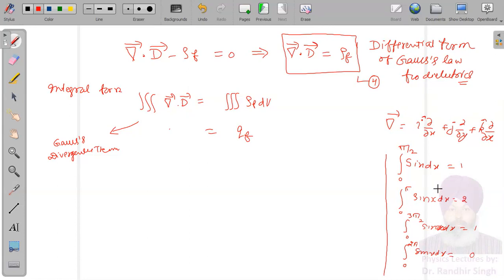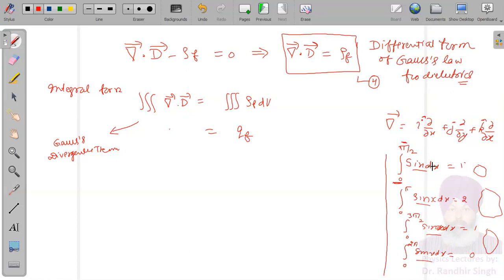Now the same function is giving me a different answer when I change the limits, and changing the limits means changing the boundary. What is this? Starting point of integration. What is this? End point of integration. If I am changing the size of the body, then my starting point and end point will be different.